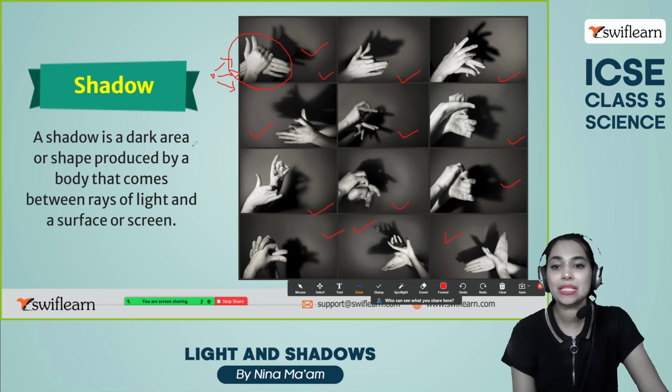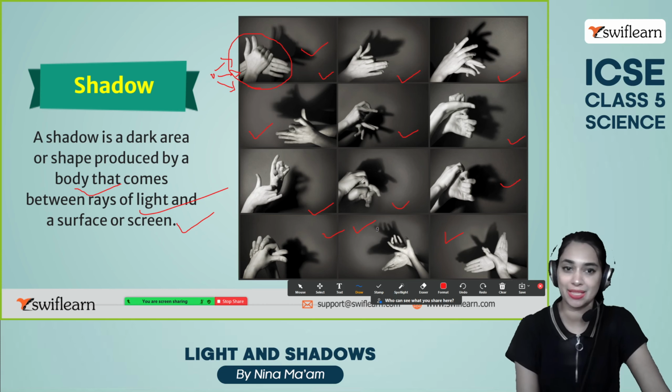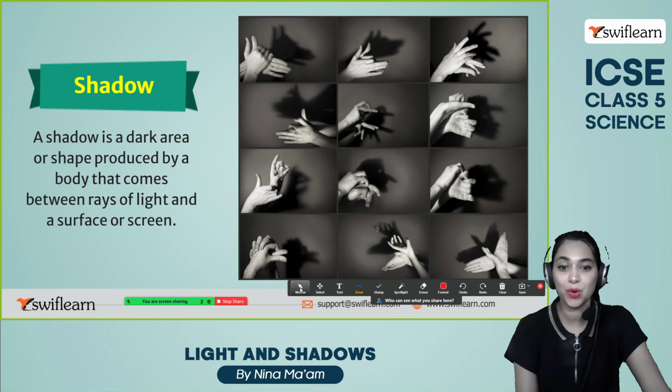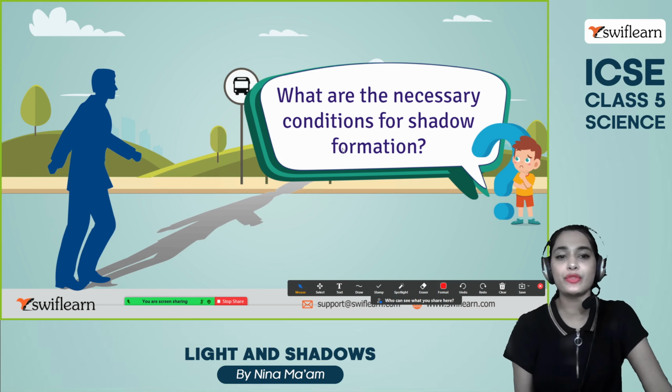A shadow is a dark area or the shape produced by a body that comes between the rays of the light and the surface of the screen. So it comes between the light and the surface. I hope it's clear. So what are the necessary conditions for a shadow formation?